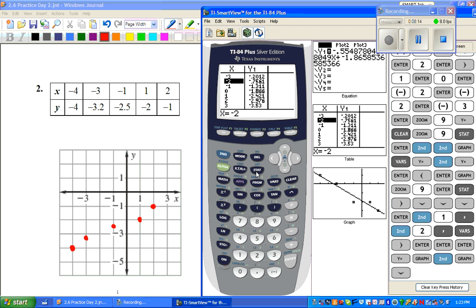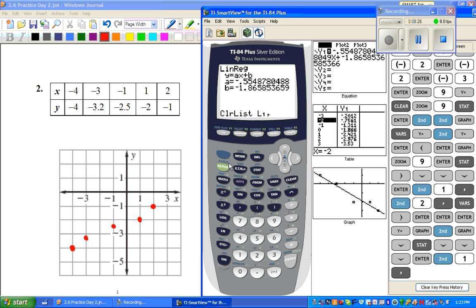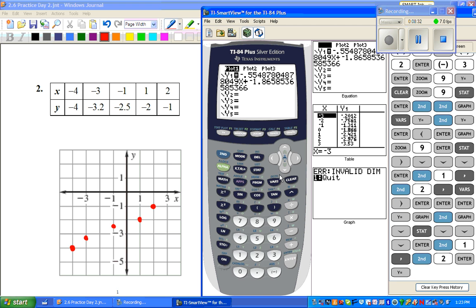Now here's what I'm going to do. I'm going to go to stat, and I want to get rid of everything that we just did. So I'm going to go to clear list. I want to clear my list from L1, comma, I want to clear my list from L2. I'm going to hit enter. So that's done. I'm going to go to my y equals. I want to clear that, get rid of that.